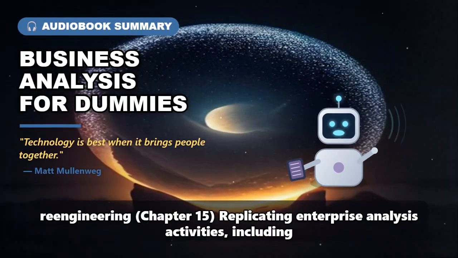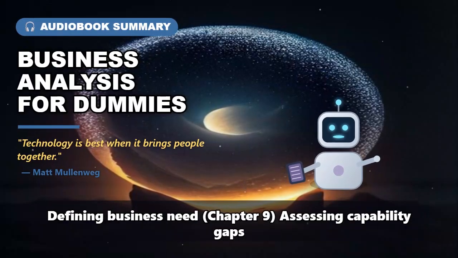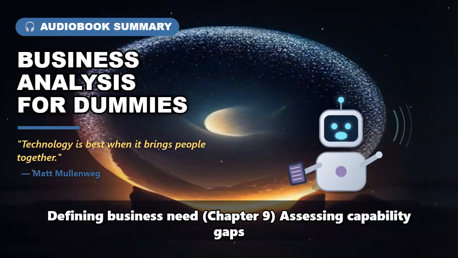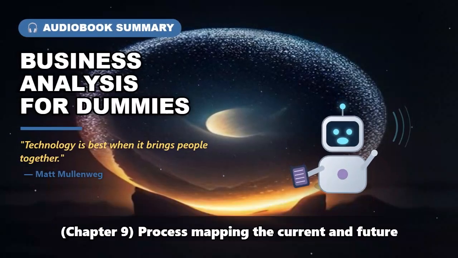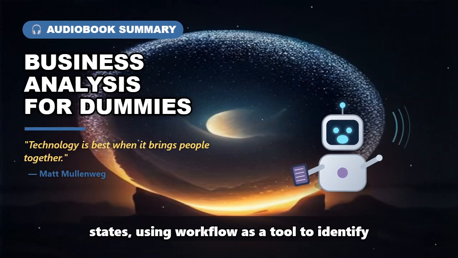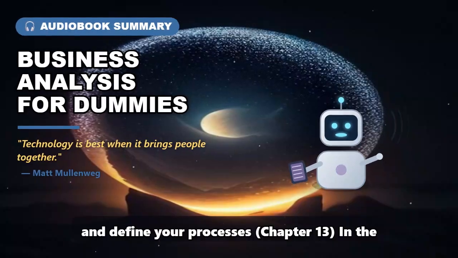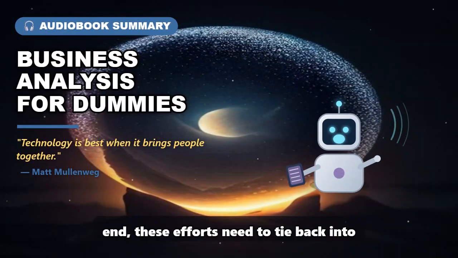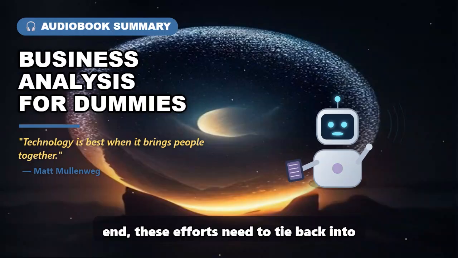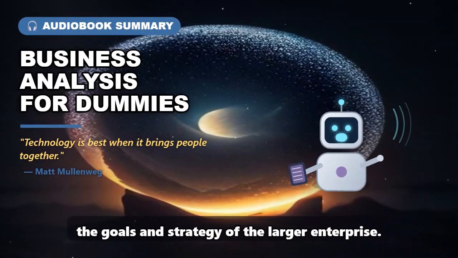Chapter 15, replicating enterprise analysis activities, including defining business need. Chapter 9, assessing capability gaps. Chapter 9, process mapping the current and future states, using workflow as a tool to identify and define your processes. Chapter 13, in the end, these efforts need to tie back into the goals and strategy of the larger enterprise.